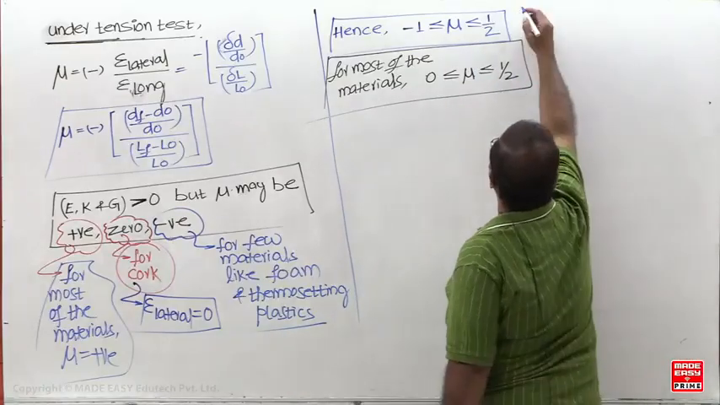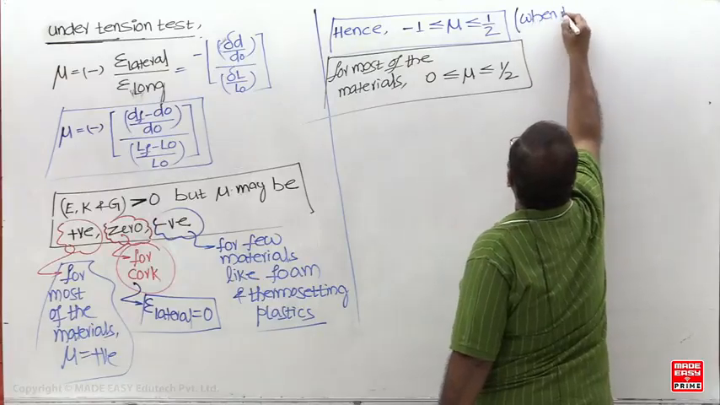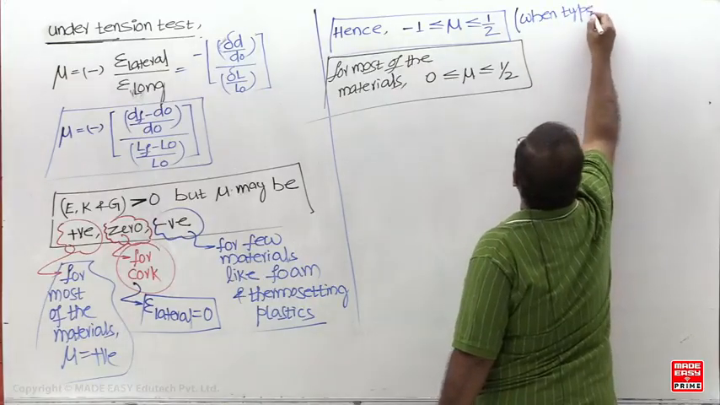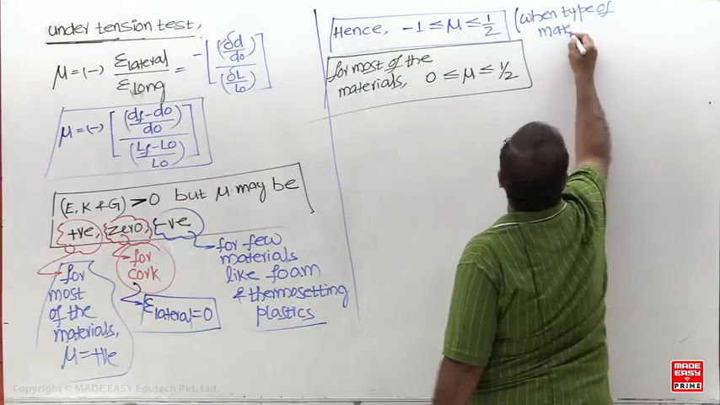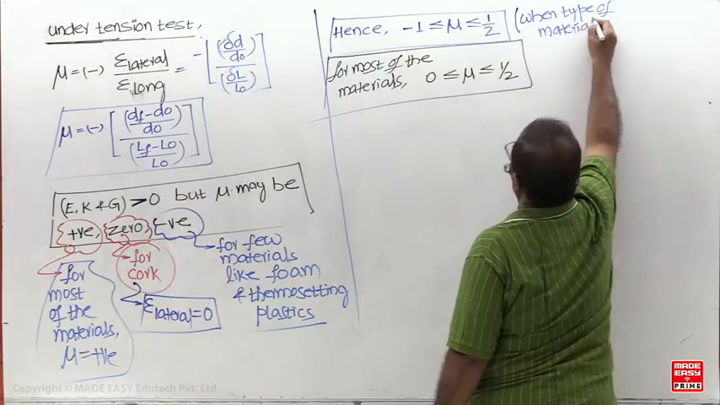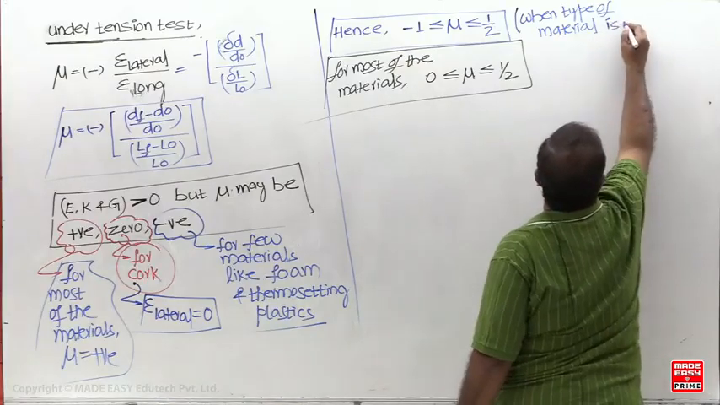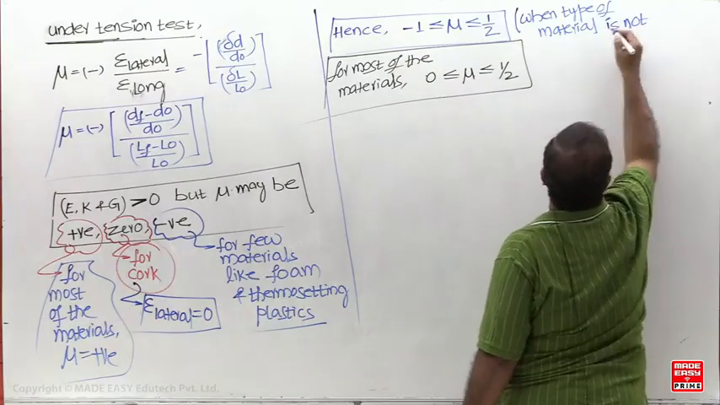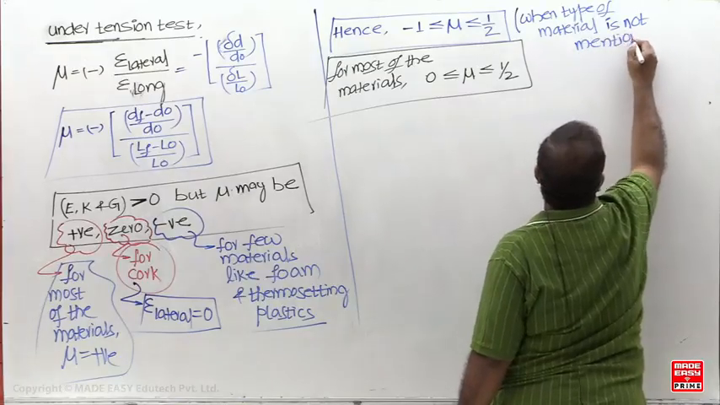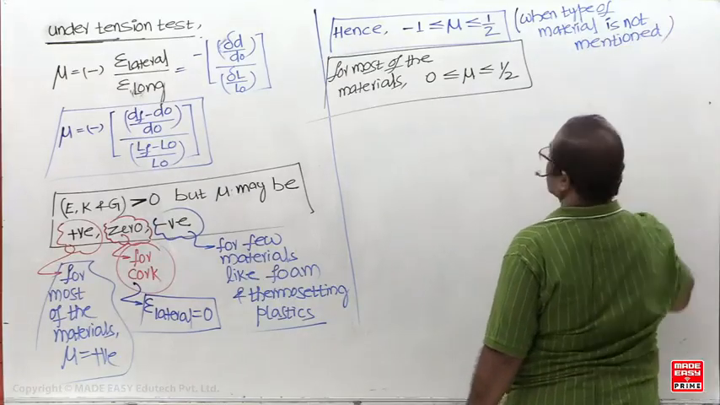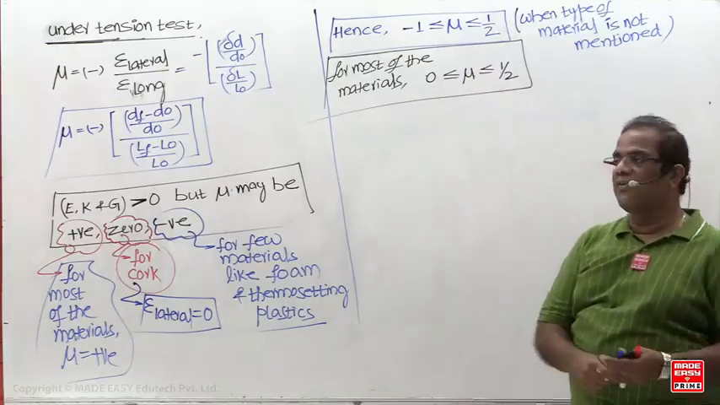This should be considered when the type of material is not mentioned. If the question simply asks what the limit for Poisson's ratio is, without mentioning the material, then you can go for this: -1 to half.